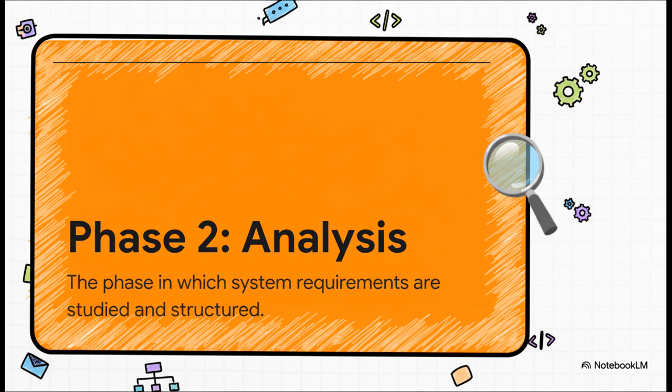Next up, phase 2, analysis. So we're zooming in now. The team takes those big ideas from the planning phase and starts to get into the nitty-gritty. What exactly does this system need to do? What are all the functions, the features, the rules? It's all about deeply understanding and organizing every single requirement.